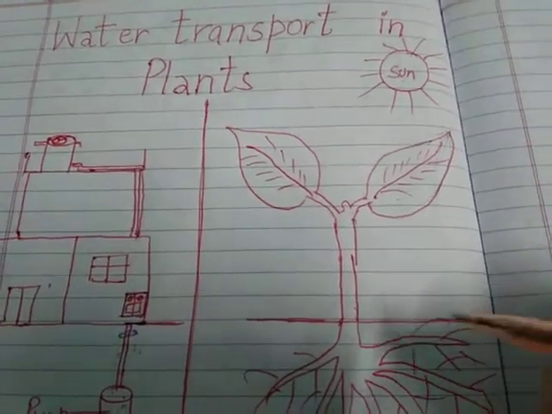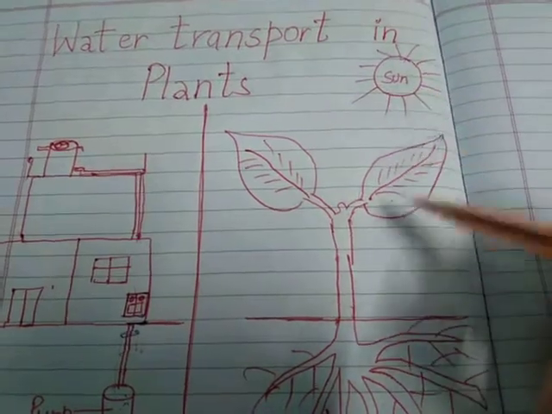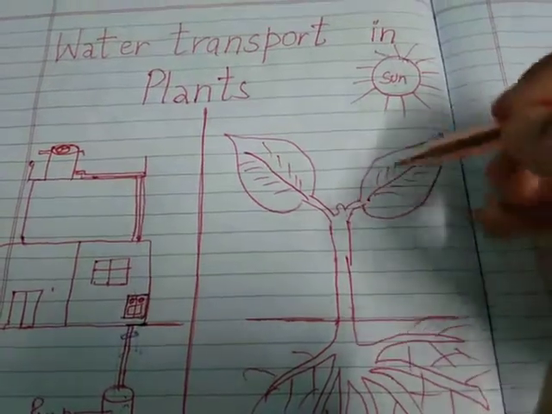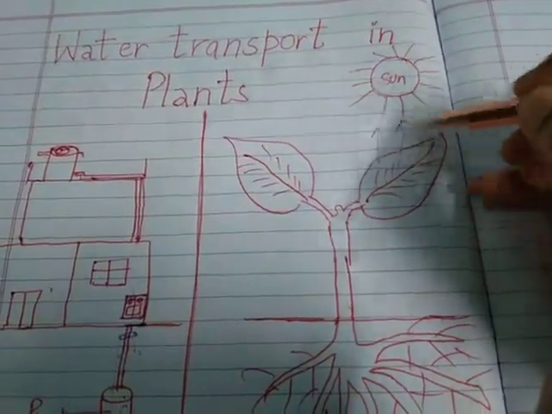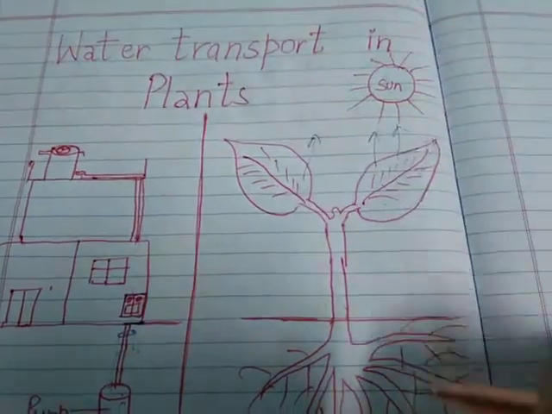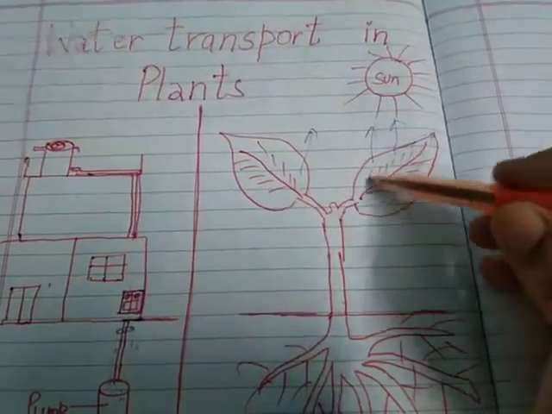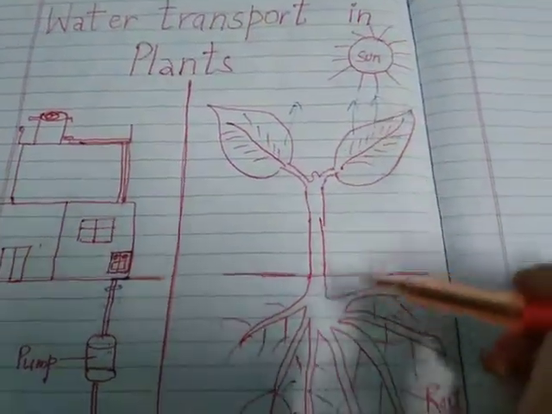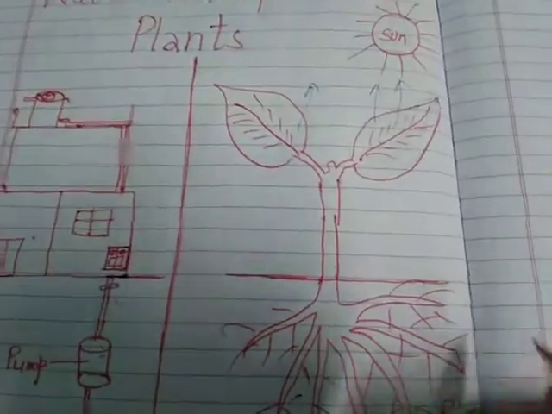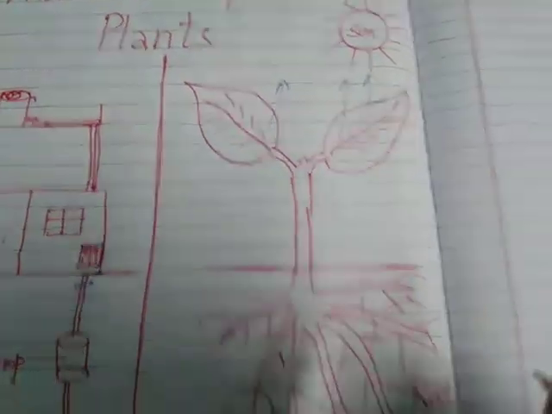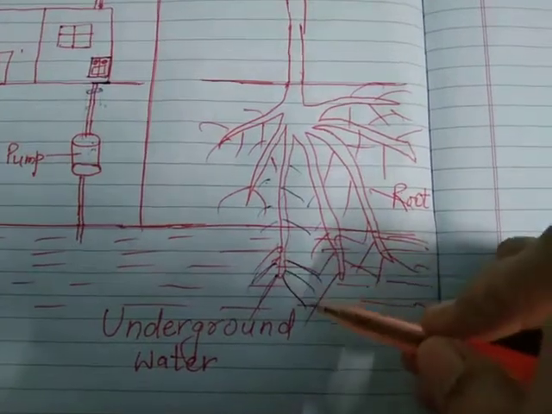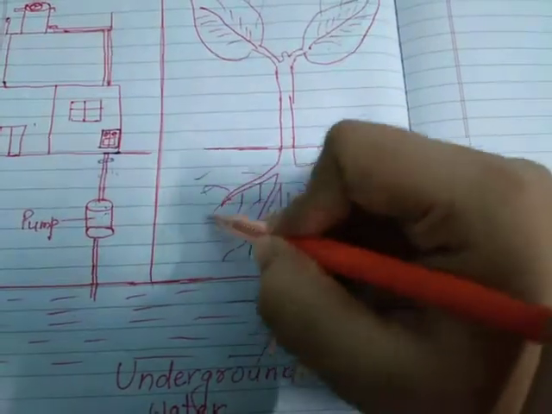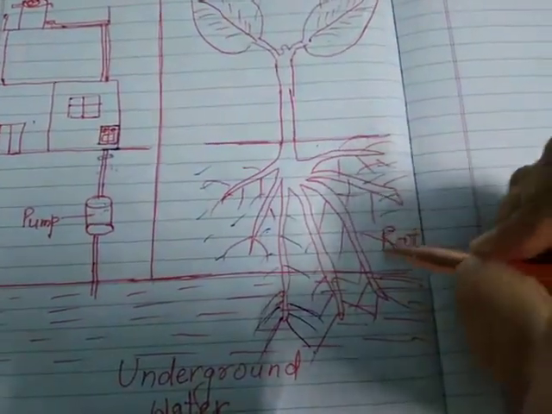Same is the situation with the plant. Due to heat of the sun, water is evaporated from the surface of the leaf. Now this plant becomes thirsty. It requires water. And now where is the water present for the plants? Yes, under the ground. The water is also present under the ground. Here also water is present, but in small amount.